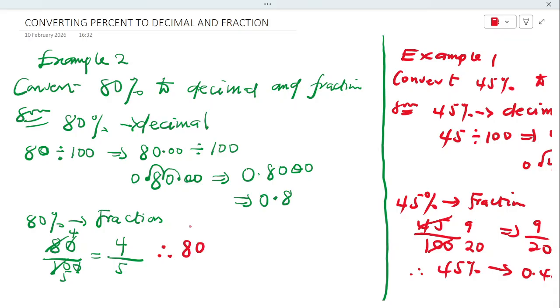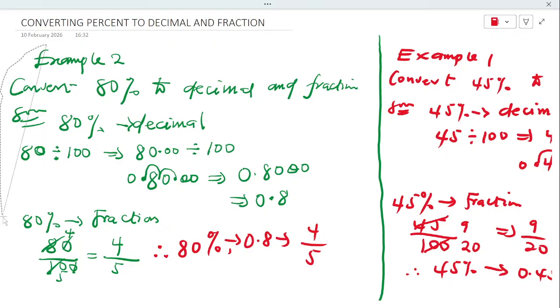Therefore, 80% is the percent form, and then we have 0.8 is the decimal form, and then we have 4 over 5 as the fraction form. I hope that is clear. And this is how to convert percent to decimal. And I hope it is clear and you'll be able to solve more on your own.